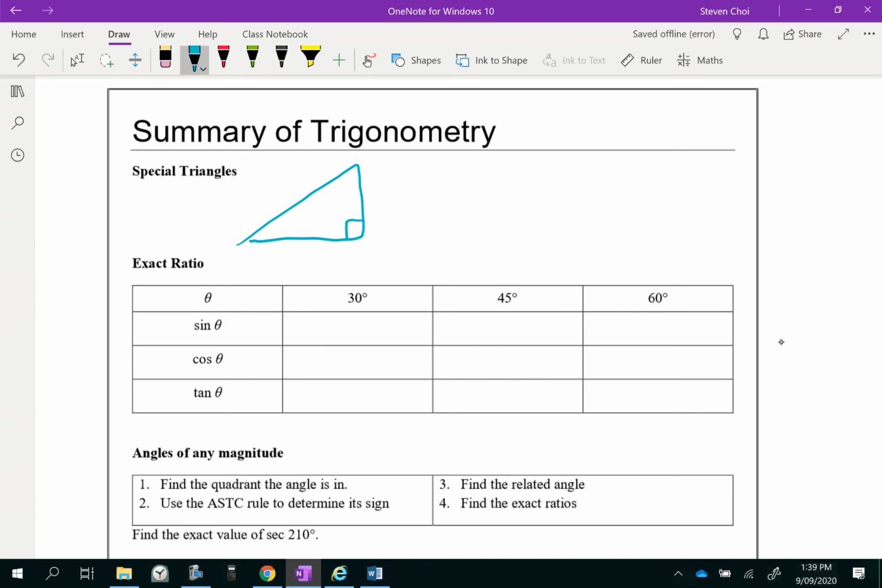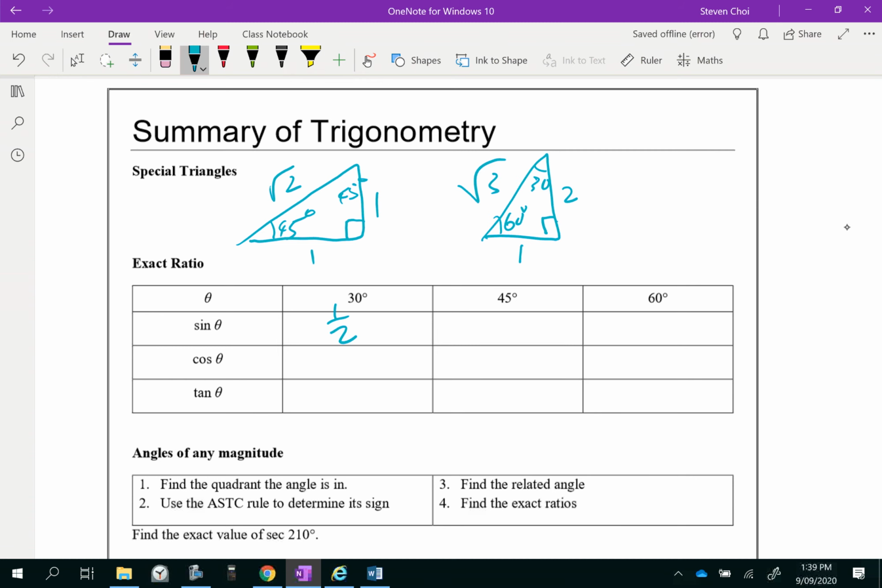So there's a right angle. This is 45 degrees, 45 degrees, and 1, 1 and root 2. And the other one is this one, 60 degrees, 30 and right angle. So it will be 1, 2, root 3. That's on the reference sheet. And then you can use the triangle to fill in the exact ratio table, but you're recommended to memorize the table.